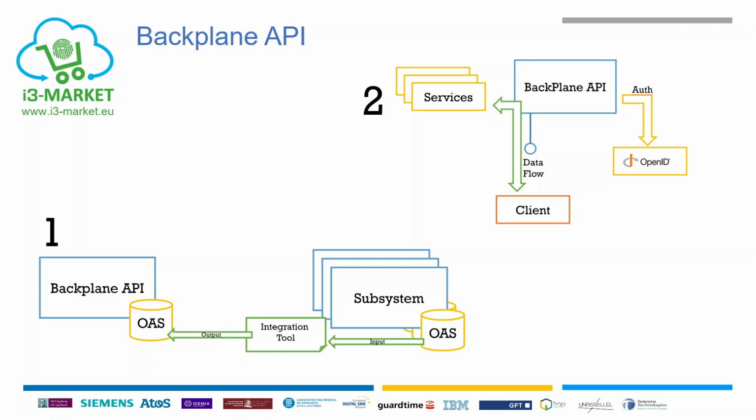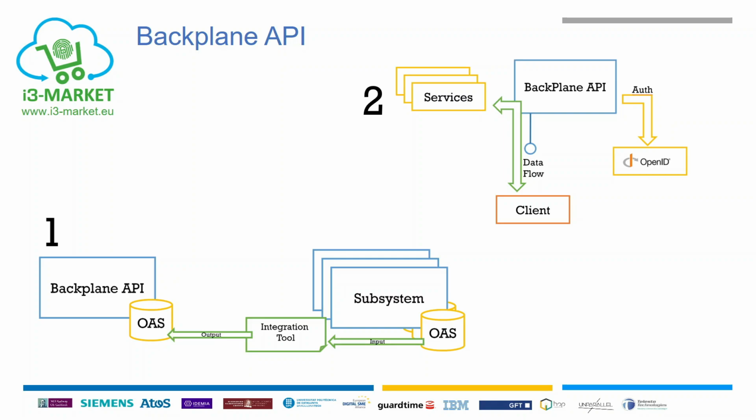In figure number 2, we can see how, when a client accesses a service on the Backplane API, the data travels between the service and the client through the Backplane API. There are authenticated and unauthenticated methods of those services, and if a method is authenticated, it is performed with an external authentication method, which is an OpenID provider.